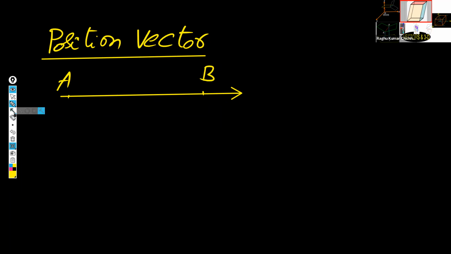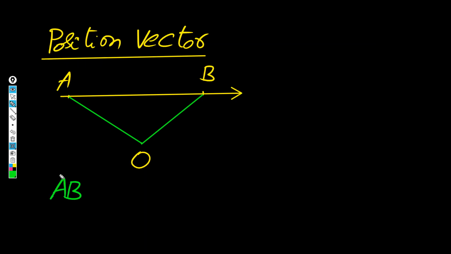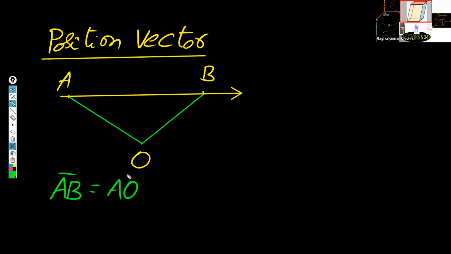I have taken most generally origin as the position. Then let me join this OA, OB. Now I want to understand AB in terms of OA and OB. So what is that I can do? I'll be writing this AB bar now. What is AB bar? AO bar plus OB bar. That's good.